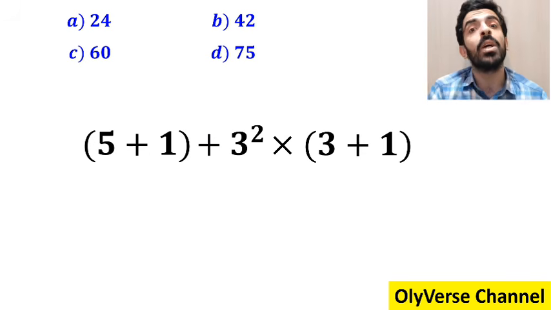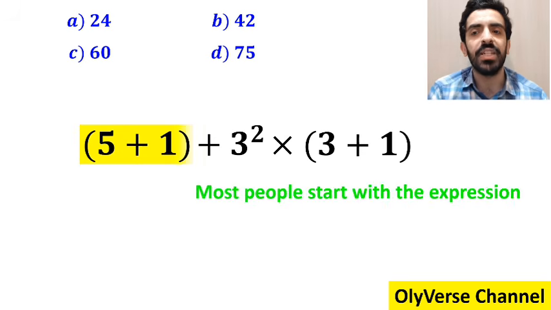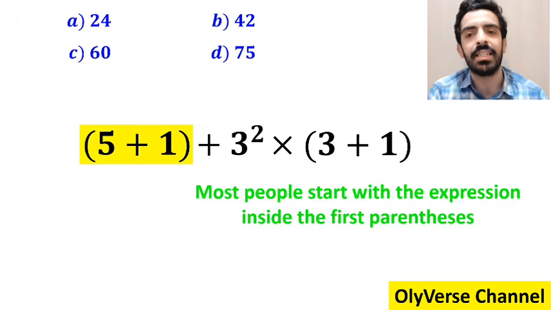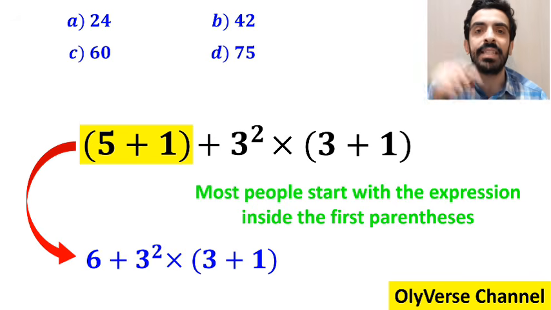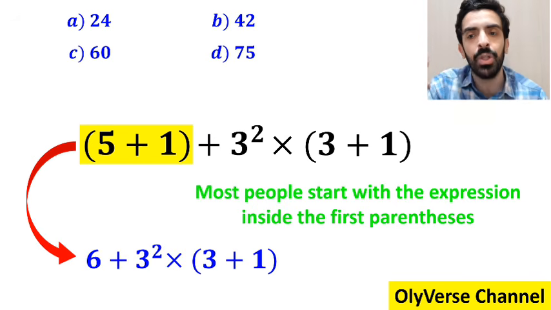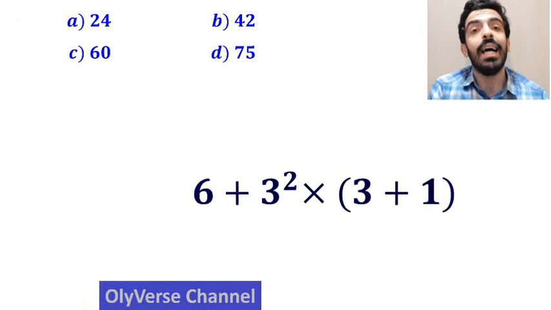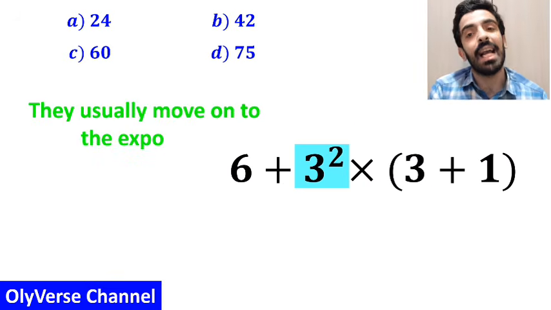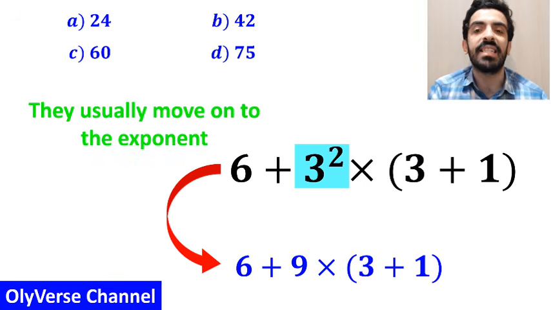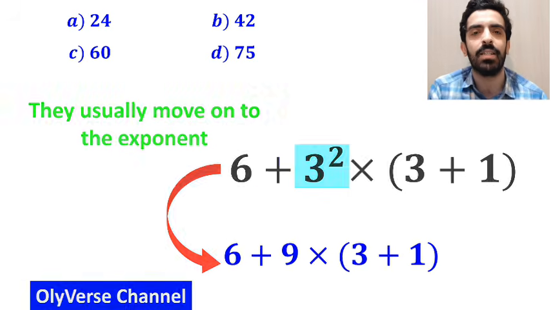And the first step to solve this question, most people start with the expression inside the first parenthesis and simplify this expression to 6 + 3^2 × (3 + 1). And the next step, they usually move on to the exponent and replace this expression with 6 + 9 × (3 + 1).